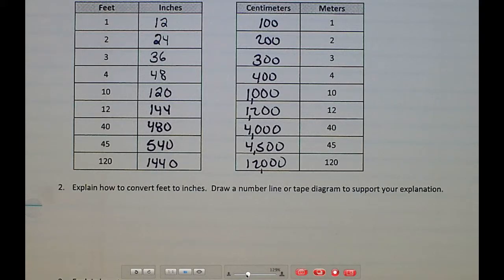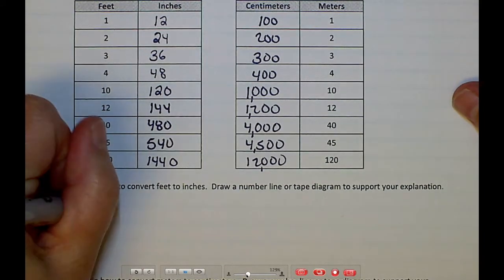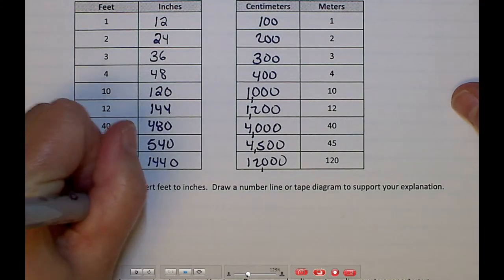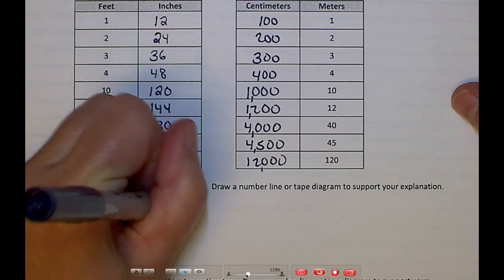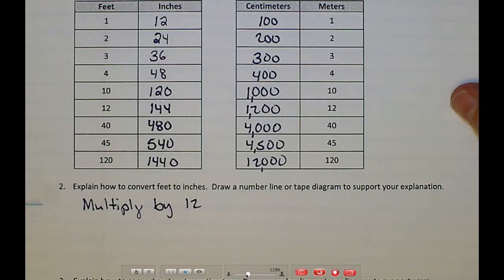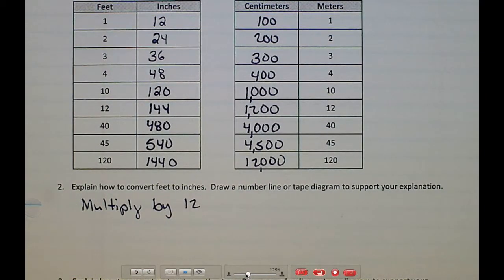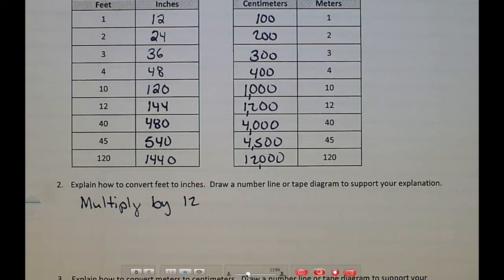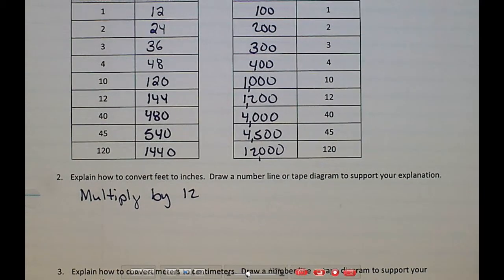So on this next one, it says explain how to convert feet to inches. Well, what do you have to do to convert feet to inches? What do you have to do? Yep. So you have to multiply by 12. It says draw a number line or tape diagram to explain your explanation. Well, this is how I would draw it.